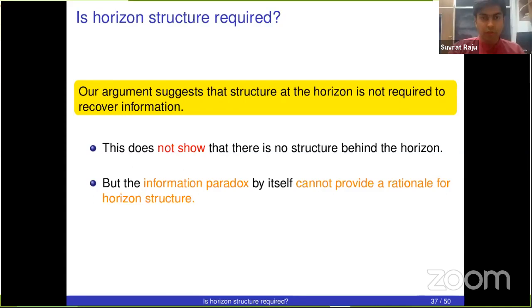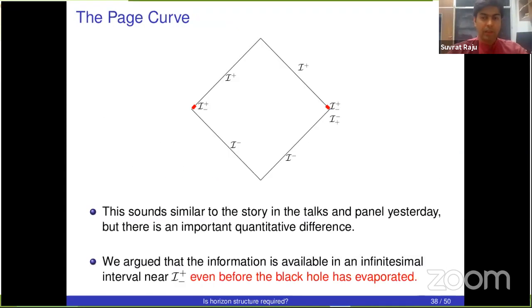Okay, so the other proposal that I'd like to make contact with is the proposal that was also discussed yesterday, which was about the Page curve. So the story I have described sounds similar to the story that was described in the talks and also in the panel yesterday. But in fact, there is an important quantitative difference in what I said and what was said yesterday. What I tried to argue is that if you take a black hole, and for me, the Penrose diagram is always trivial because the black hole always evaporates, then the information is available in an infinitesimal interval near the past boundary of null infinity, but therefore it's also available before the black hole has evaporated.